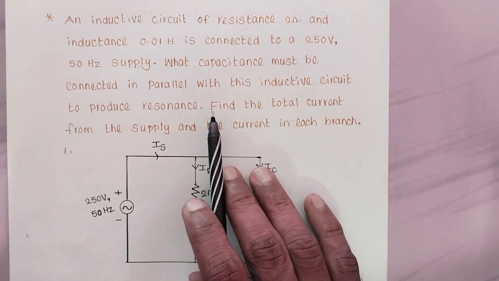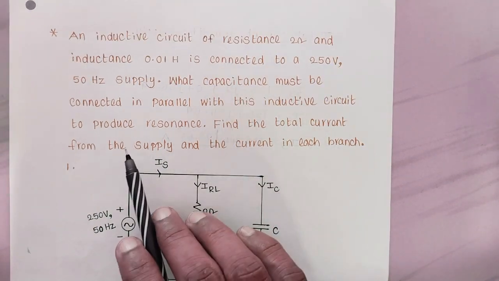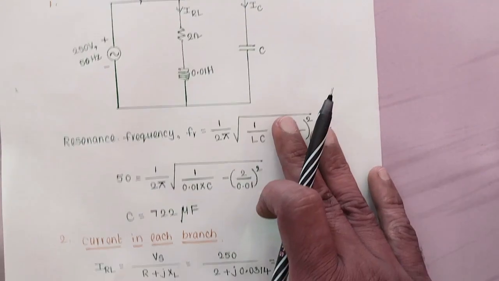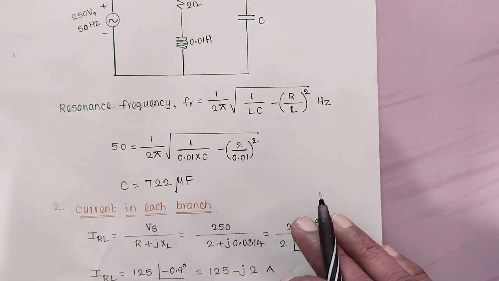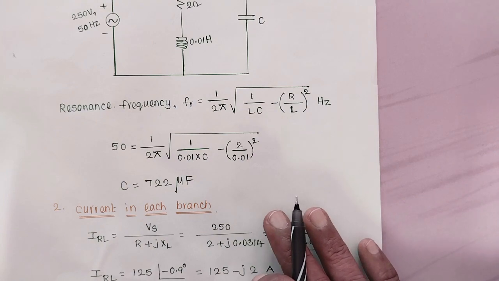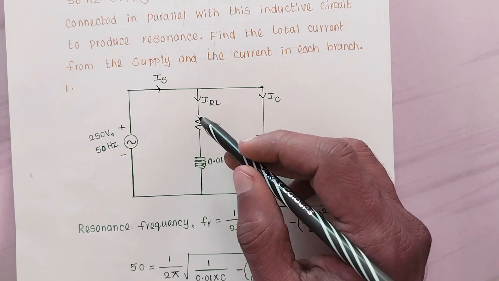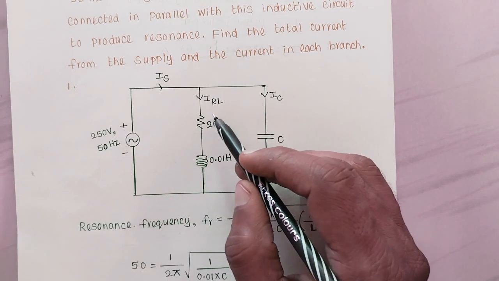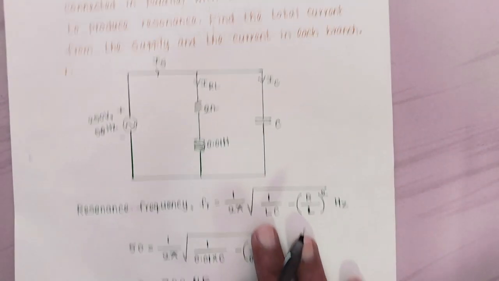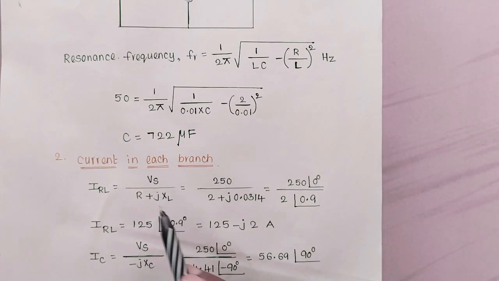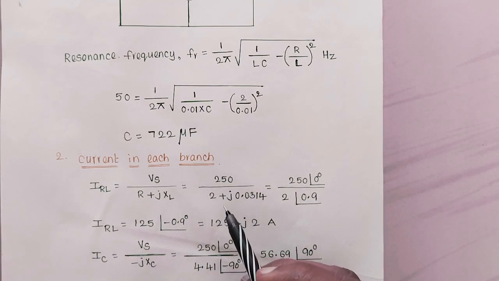So what capacitance must be connected in parallel with this inductive circuit to produce resonance? This is the value of the capacitor, 722 microfarad. And the next question is the current in each branch. To find the current in the RL circuit, the expression is V by R plus jXL. So IRL is equal to Vs by R plus jXL, which is 250 by 2 plus j.